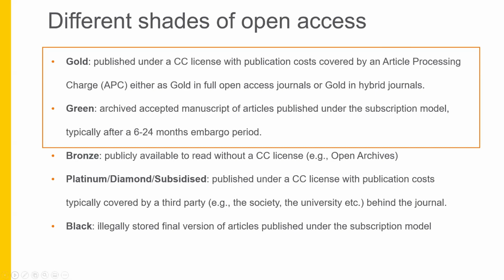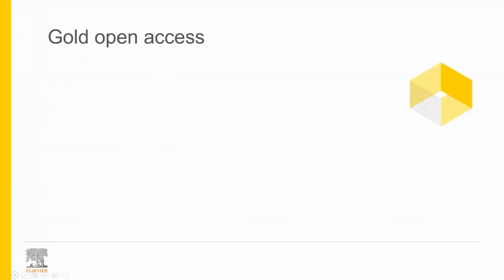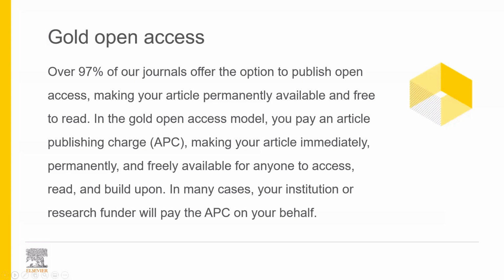Okay, and let me go through gold and green at Elsevier. So gold open access at Elsevier: over 97% of journals offer this option, so you can publish in open access and make it gold open access, and your article will be permanently available and free to read if you choose this way of publishing. You will pay an article publishing charge, APC, and this will make your article immediately, permanently, freely available for everyone to access, read, build upon, and go on. And in many cases, of course, this APC will be paid by your institution or research funder on your behalf.